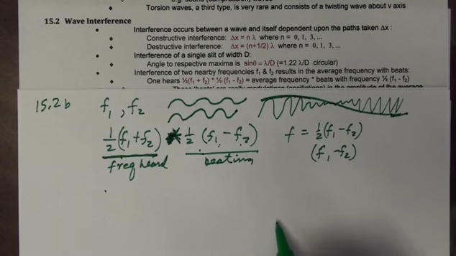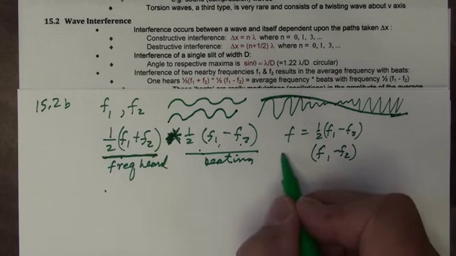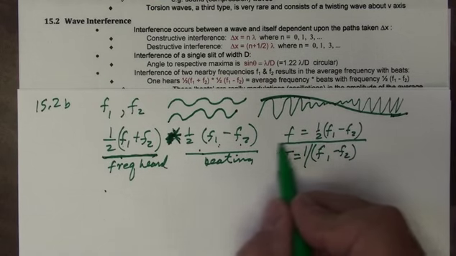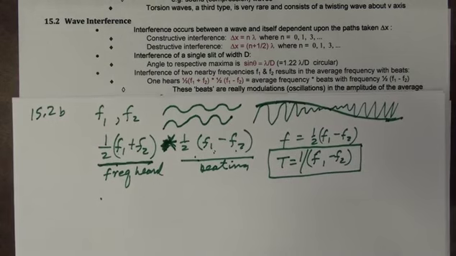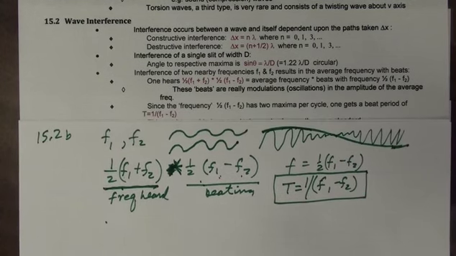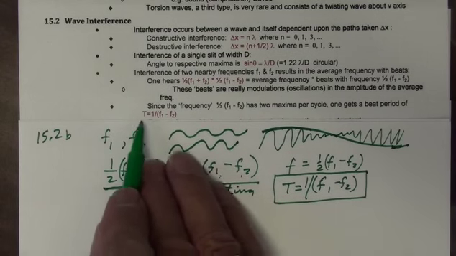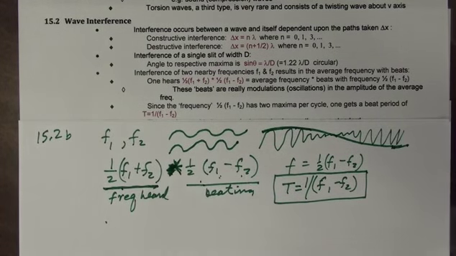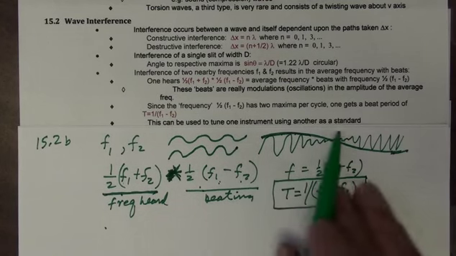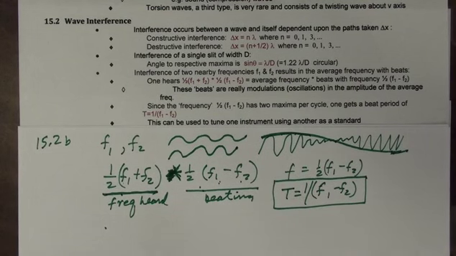What is the period of that frequency? You recall that the period is 1 over the frequency. So it's going to be the reciprocal of the difference of the frequencies that you have. And I've written that here as T is equal to 1 over F1 minus F2. And that can be used to tune one instrument against another as a standard.